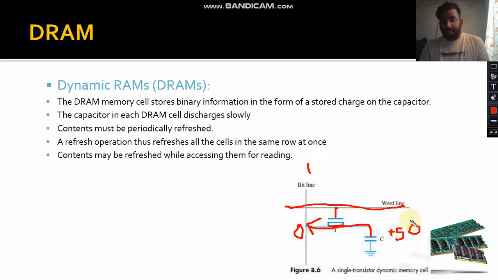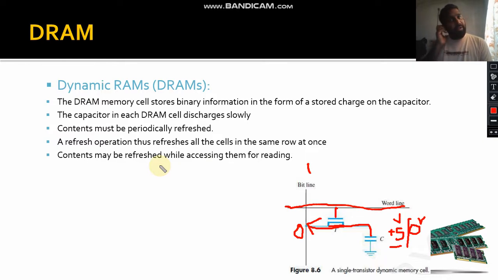Hence, the capacitor will hold either +5 volt or 0 volt, and the bit line or sensor circuit will sense the charge in the capacitor, and the corresponding data is read. And the content is also refreshed when the data is read or written.